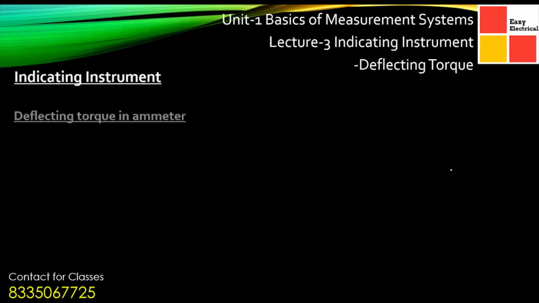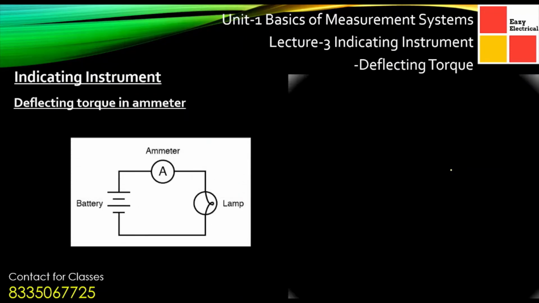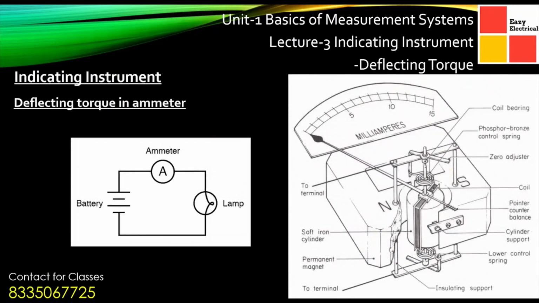Now coming to the next part, a simple deflecting torque instrument, which I have shown you earlier. Suppose this is an ammeter I have connected to a system, and this is a lamp. Now how the connections are done: here you can observe the terminal connection 1 and terminal connection 2. From this terminal the current is basically flowing to this part.